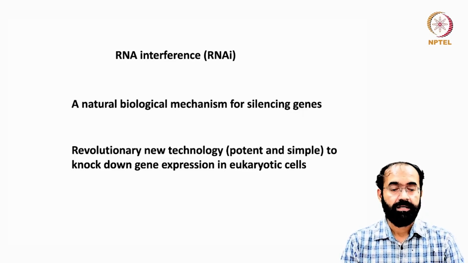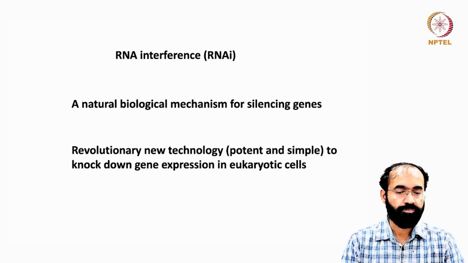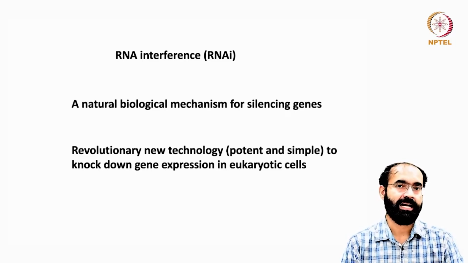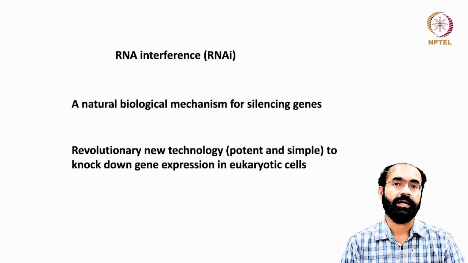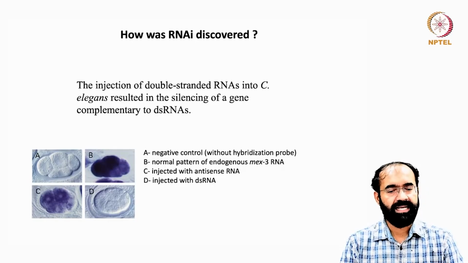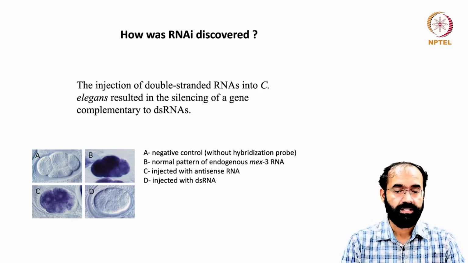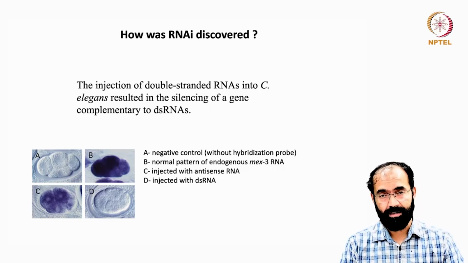So it is a revolutionary new technology. It is very powerful, but extremely simple to knock down gene expression in eukaryotic cells. We saw some examples, like when we were talking about siRNA and gene knockdowns. They are all done with the help of RNA interference. Let us see how it was discovered. The injection of a double-stranded RNA into C. elegans resulted in silencing of a gene, and this normally has to be complementary to a double-stranded RNA.